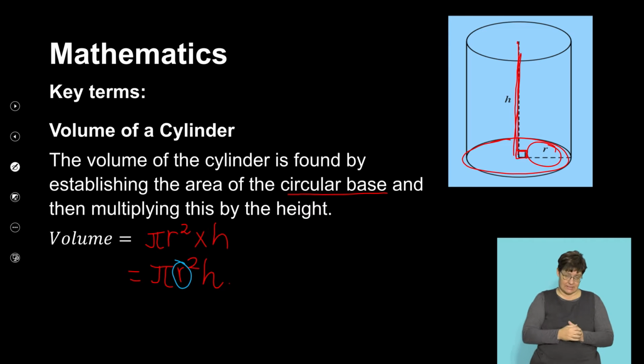In some questions, you might be given the diameter. We want the radius, and the radius is always half of the diameter. So the volume of a cylinder is pi r squared h, where r is the radius, not the diameter, and h is the perpendicular height.